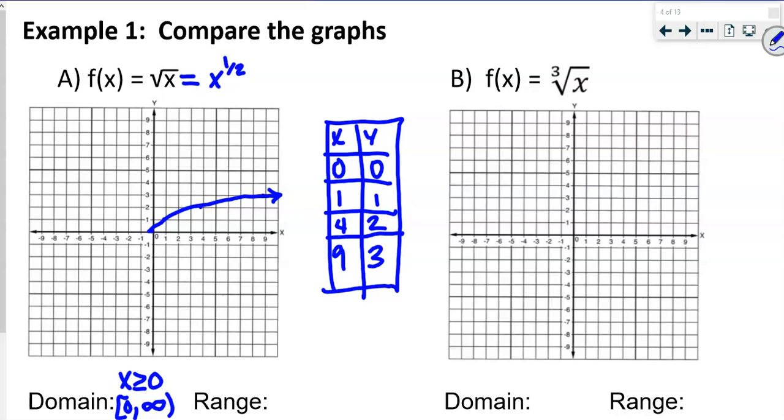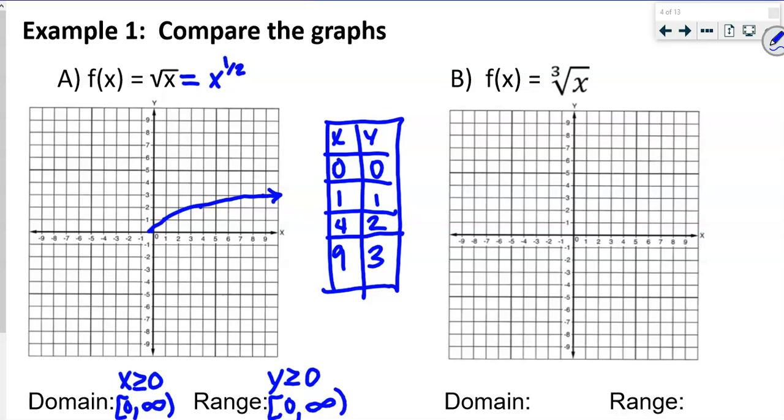The range is the y values, right? So on the y values again, we're going to start at 0 and we're going to go up, right? So y is going to be greater than or equal to 0 as well. So once again, this would be our starting point is 0, and it includes 0. That's why there's a bracket there, right? And then it goes on to where? Again, positive infinity, because it's going to keep going up and up and up, right? And it does never end, okay?